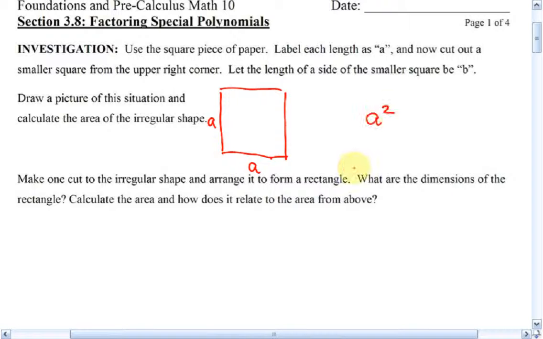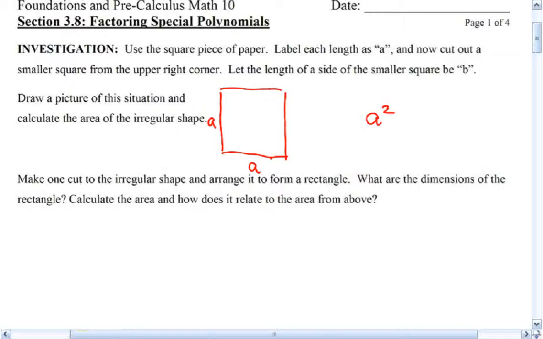Now here's what I'm going to do. Watch me first, and I'll let you try this on your own as well. From one of the corners, I'm going to measure about a thumb's length and rip it. I'm going to try and create a smaller square, and I'm going to rip that from the larger square. So watch me first.